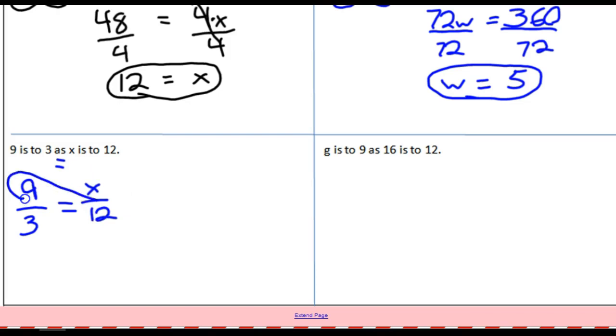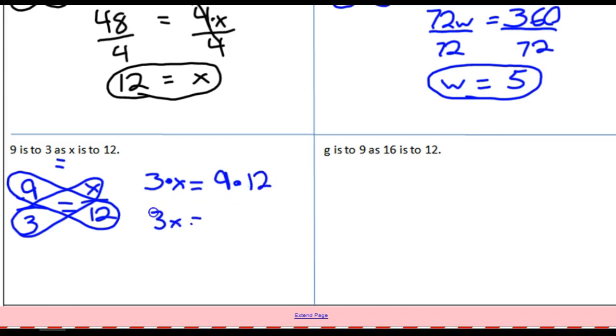Cross multiply. 3 times x equals 9 times 12. 3 times x is 3x. 9 times 12 is 108. So we divide by 3. And x equals 36.